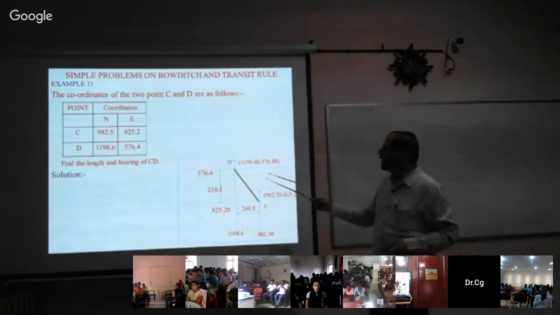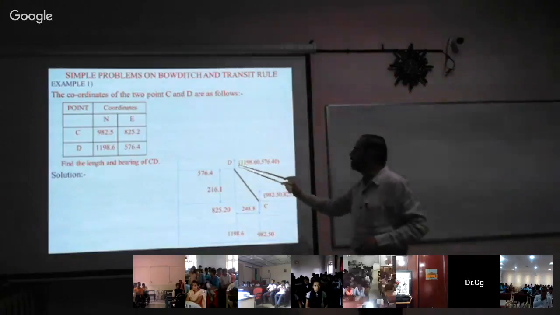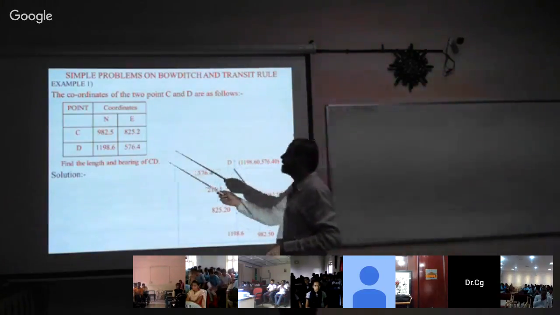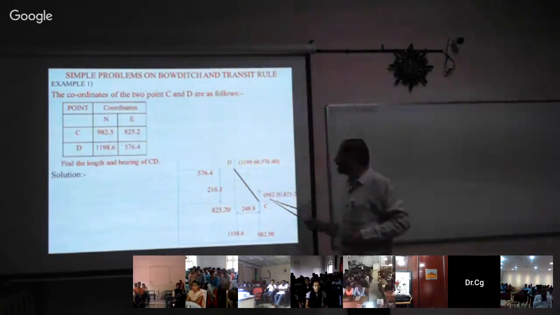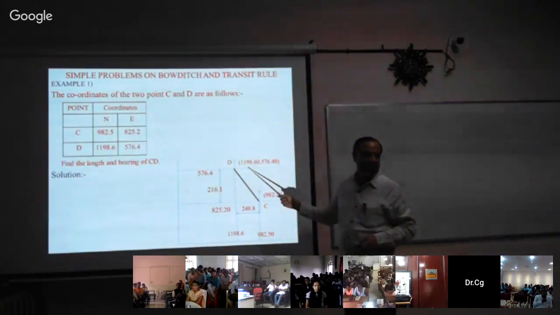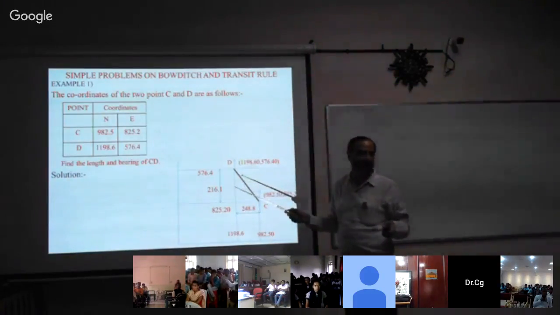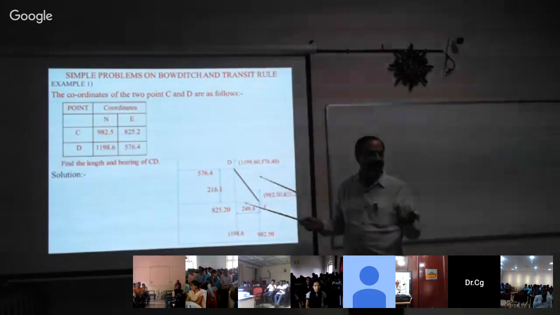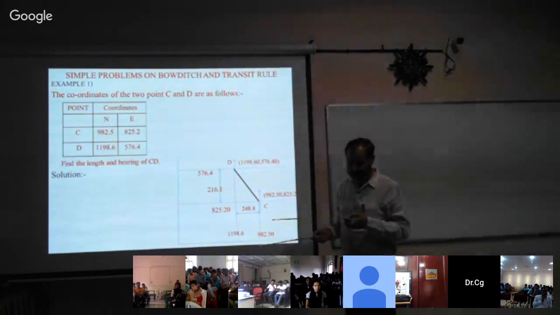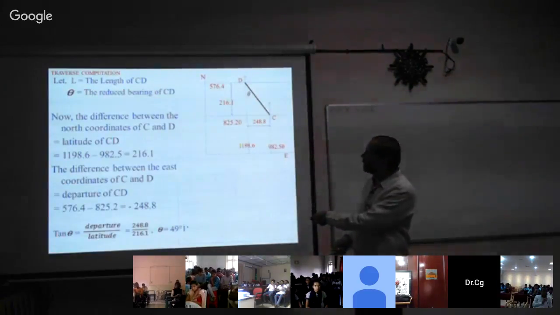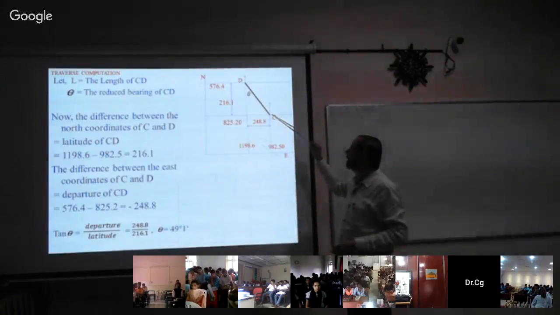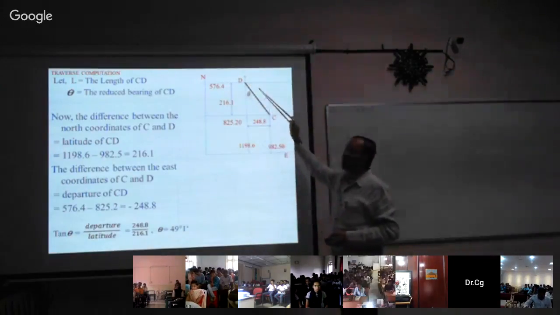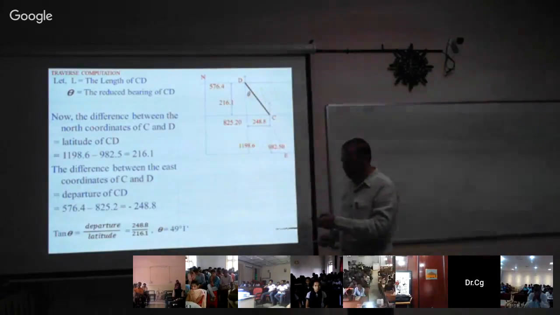Then this problem we discussed in the previous class: to find the length and bearing of the line CD. They have given the coordinates of C and the coordinates of D. If you want more elaboration, please go to the previous class, where I explained it elaborately. Now we will go further. This is the solution for the problem. It is only a simple problem, there is nothing here: to find the length and bearing of the line CD.